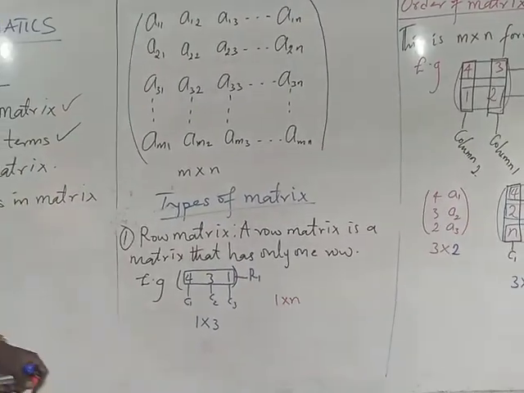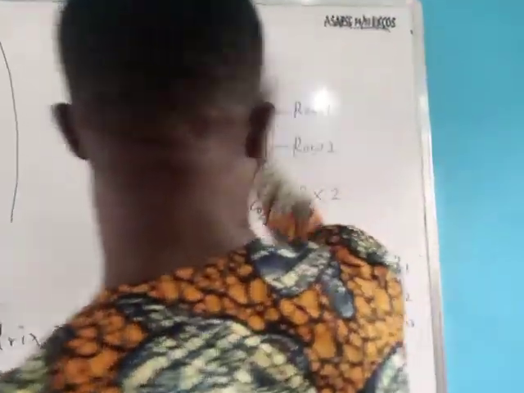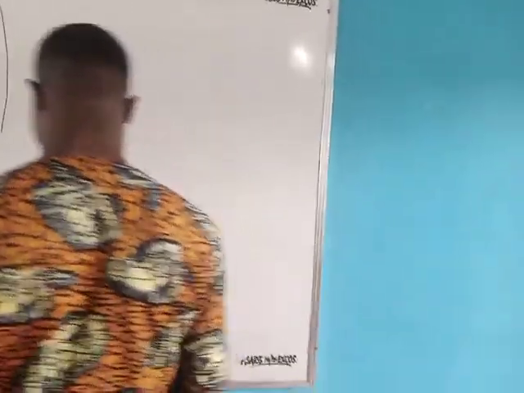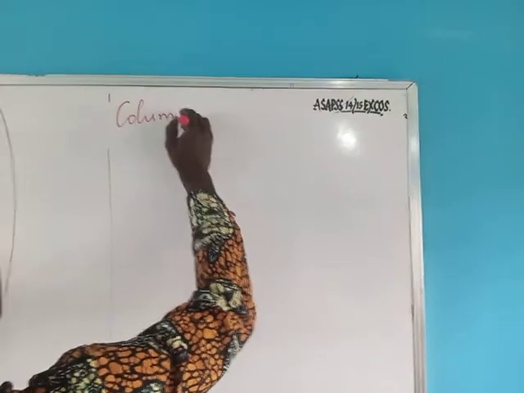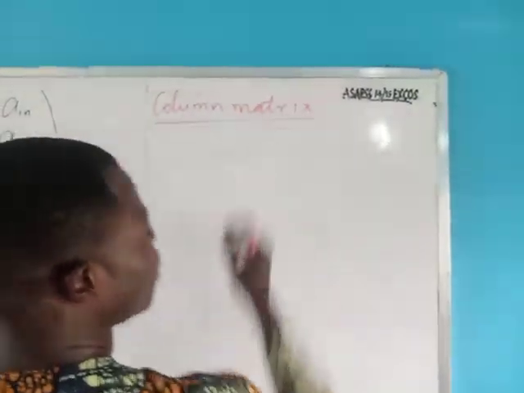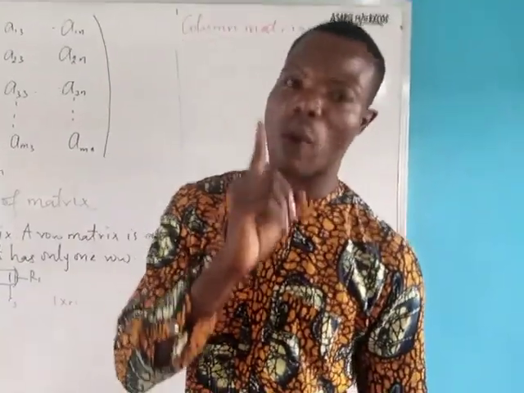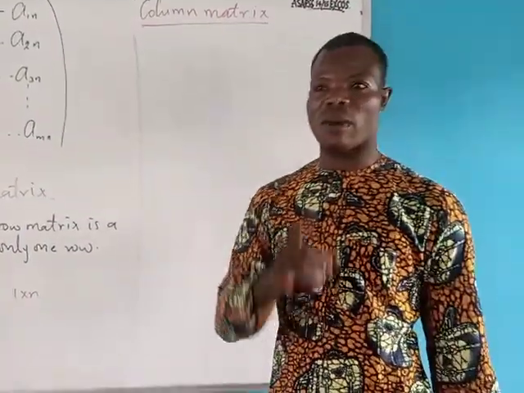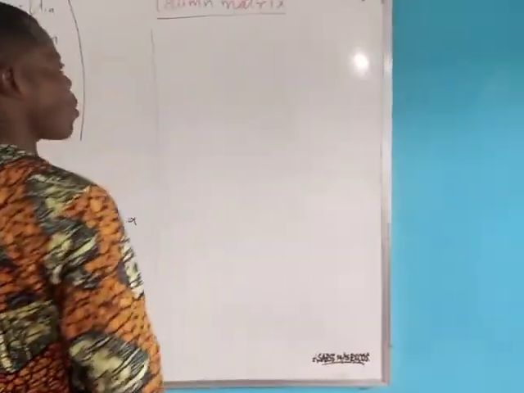Another definition we want to look at is a column matrix. So a column matrix is a matrix that has only one column, or is a matrix of order n by 1. So that is what we call column matrix.